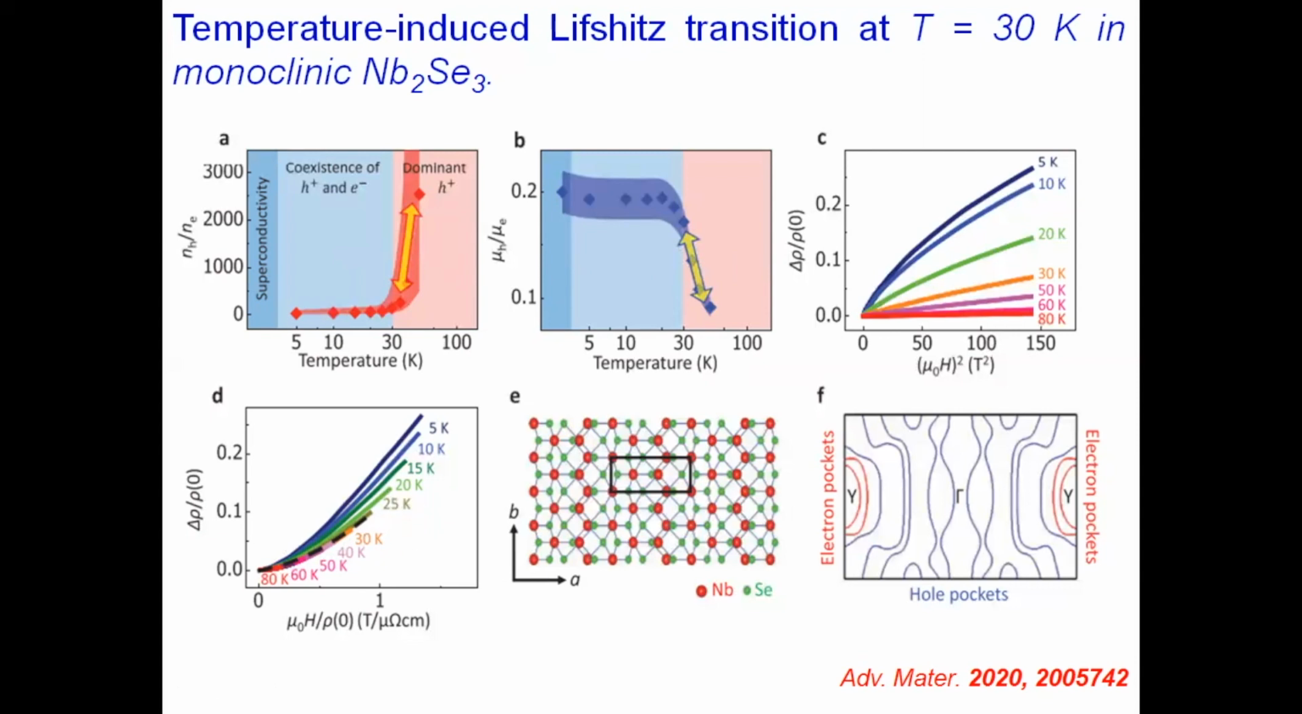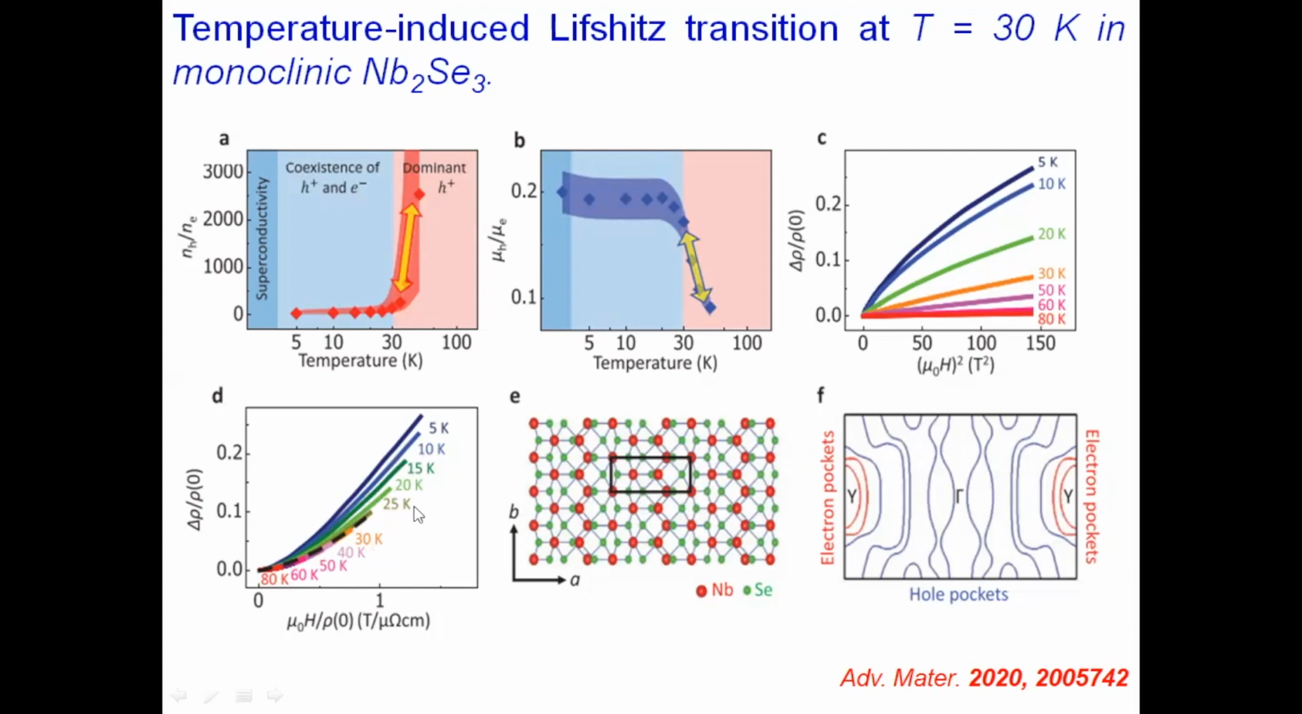Kohler's rule is actually mu0H, the magnetic field, multiplied with the relaxation time. It should scale to one universal plot. If it is associated with a single relaxation mechanism, associated with a single band, then all these magnetoresistance plots should fall one over another irrespective of the temperature.